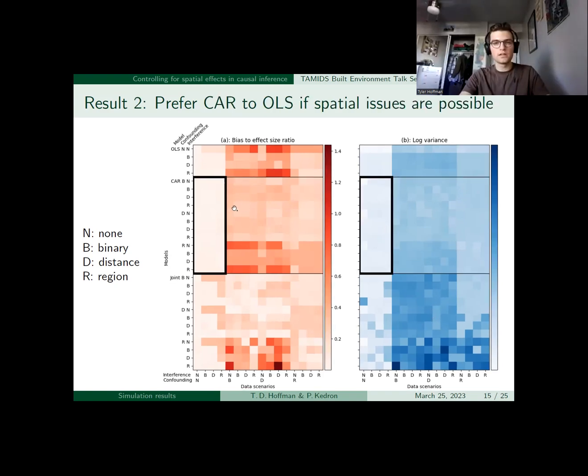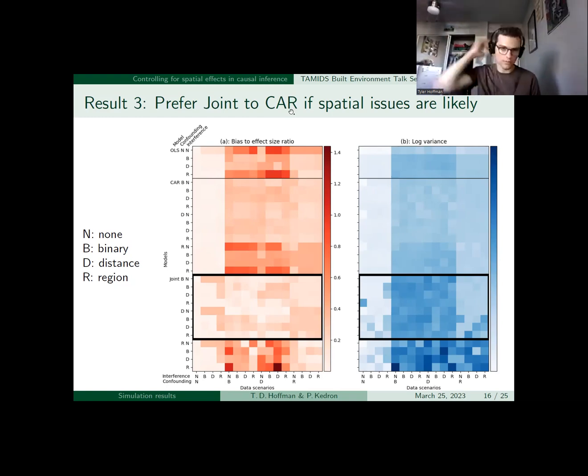The next thing I wanted to point out is that in the case where there's no spatial confounding, we should, generally speaking, prefer CAR to OLS, even if there is no true spatial confounding in the data. The CAR model has relatively low bias on all of these no spatial confounding scenarios, and has moderate bias, but less overall than the OLS model, on scenarios where there is spatial confounding. So it looks like the CAR model does a pretty good job of mitigating the effects of spatial confounding in the data, and allowing us to condition on those and isolate the treatment effect. That's the entire goal. It also has relatively low variance, and especially has low variance in the scenario where there's no spatial confounding at all.